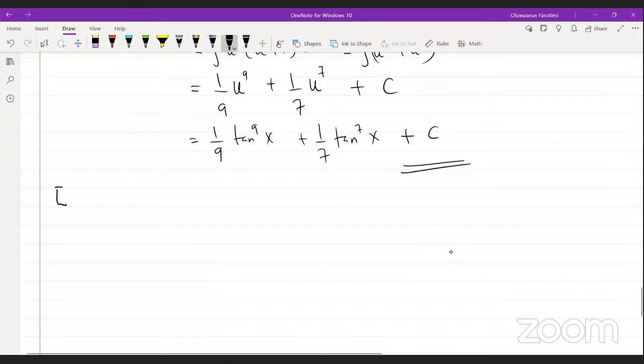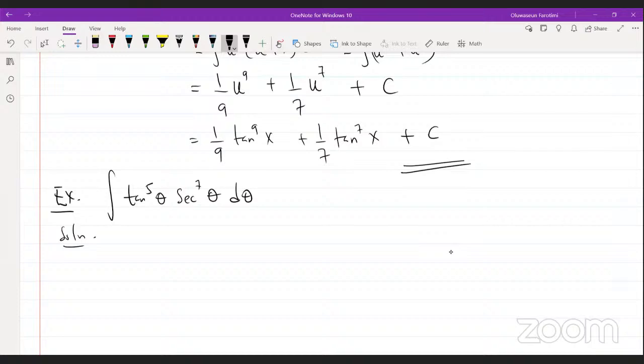So another example, guys, is what if I have the integral of tan to the 5th power of theta secant to the 7th power theta d theta. So this can be x, this can be theta, or t, it depends. Okay, so solution. Right now we're going to use the other trick, which is trick 2. In this case, things are going to be slightly different.